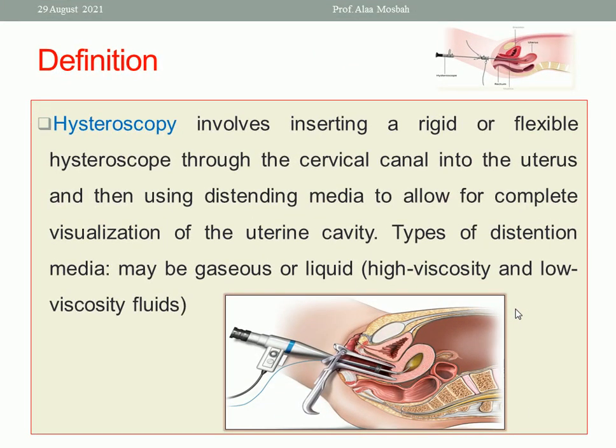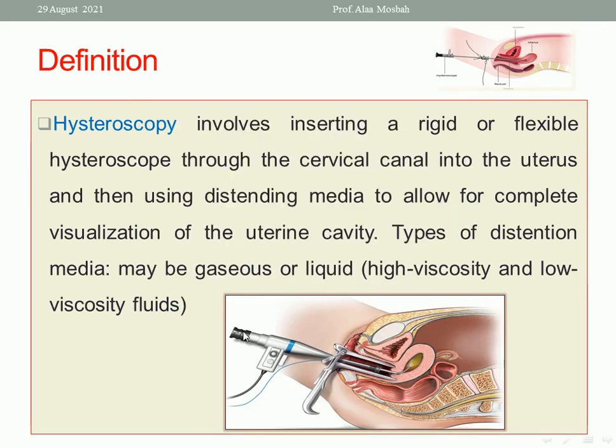So hysteroscopy involves inserting a rigid or flexible hysteroscope through the cervical canal into the uterus and then using distending media to allow for complete visualization of the uterine cavity. So I need a media to distend the uterine cavity to allow the visualization of the cavity and to diagnose any pathology.